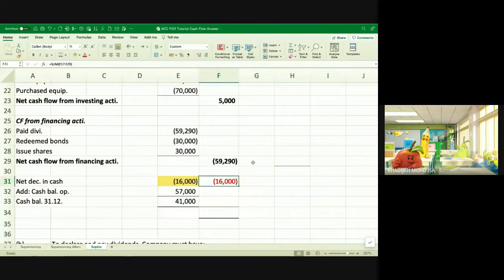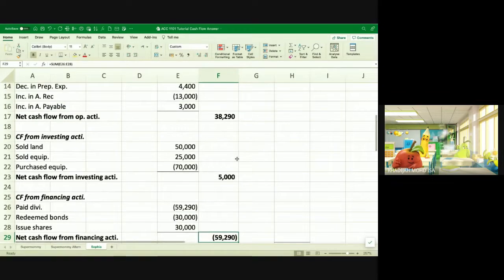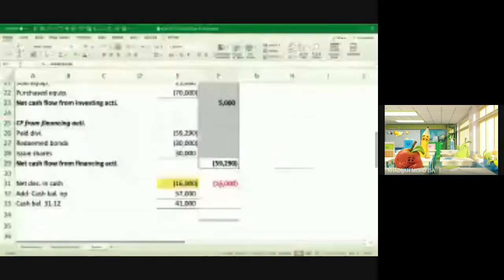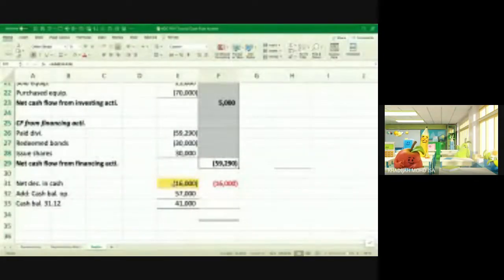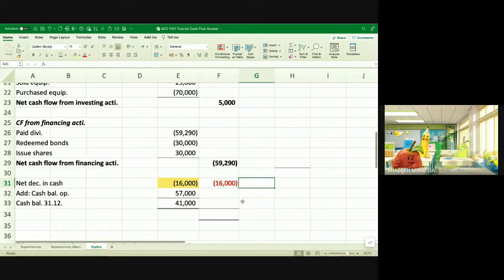The net changes from the activities, from your financing, from your investing, and from your operating, all these should total up to minus 16,000, and that should be the changes in your cash, the opening balance and your closing balance. You get that? So it's a good thing that for your cash flow, you can check your answer first. If your answer from the activities is not the same as the change in your cash, it means that something is wrong with your cash flow.